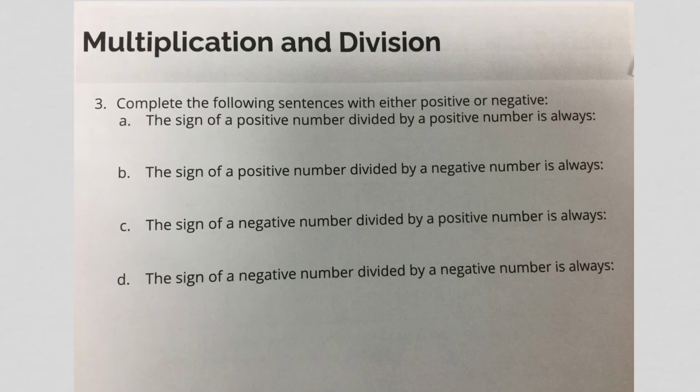Multiplication and division. Complete the following sentences with either positive or negative. The sign of a positive number divided by a positive number is always. The sign of a positive number divided by a negative number is always. The sign of a negative number divided by a positive number is always. And the sign of a negative number divided by a negative number is always. Please take a moment and attempt this before moving on.